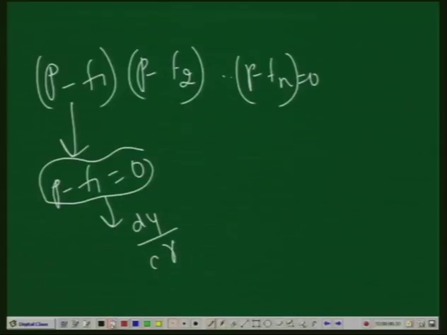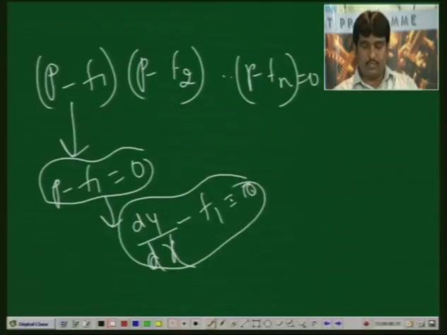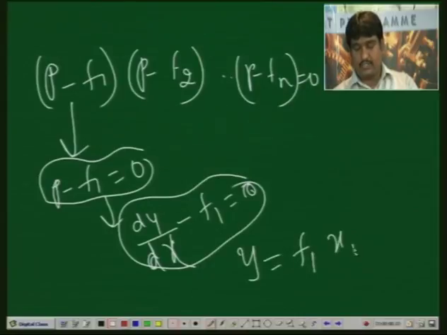minus f1 equals to 0. f1 is a function of x and y. This is a linear differential equation. You can easily solve this differential equation by known techniques, maybe a variable separable form or exact differential form or homogeneous type, or else using integrating factor concept. So you can solve this to get solution y equals to f1 of x comma c involving one arbitrary constant.